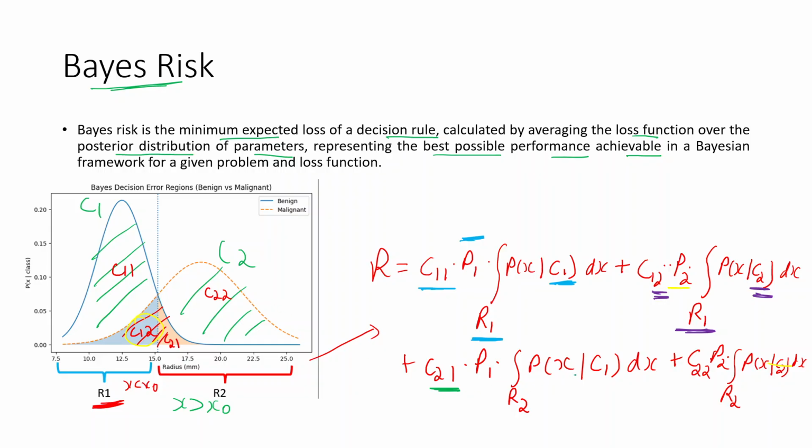Therefore, it is an integration of this 1, but we are in the region R2 here. And similarly, C22 on this side, that is integral over the R2, in the region R2, with the class that is 2, but with the prior probability that is the P2. Hope you have understood how we are drawing this particular risk equation by looking at the graph.